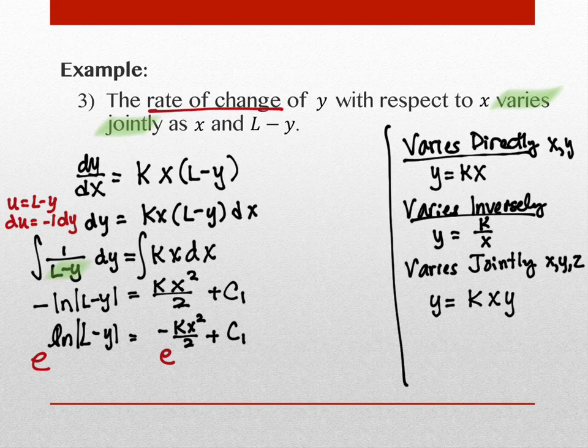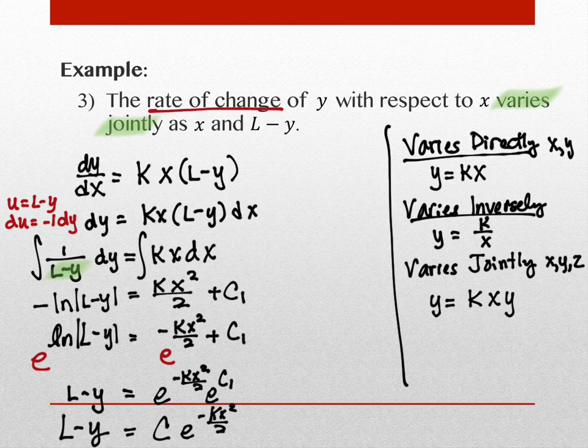So here's my e. On the left-hand side, this is now going to just be L minus y. On the right-hand side, I'm going to have e to the negative kx squared over 2, which is kind of ugly, and plus C1. But I can rewrite that as 2 pieces like this to the C1, and then I can make that a constant in front: c e to the negative kx squared over 2, equals L minus y. Okay, I'm making progress. I'm almost there. What's next?